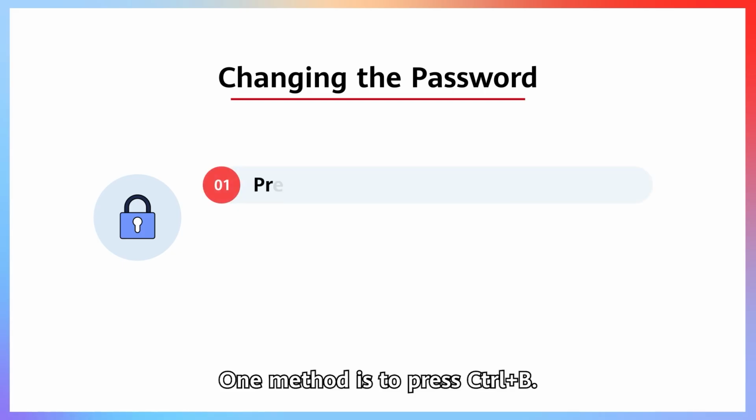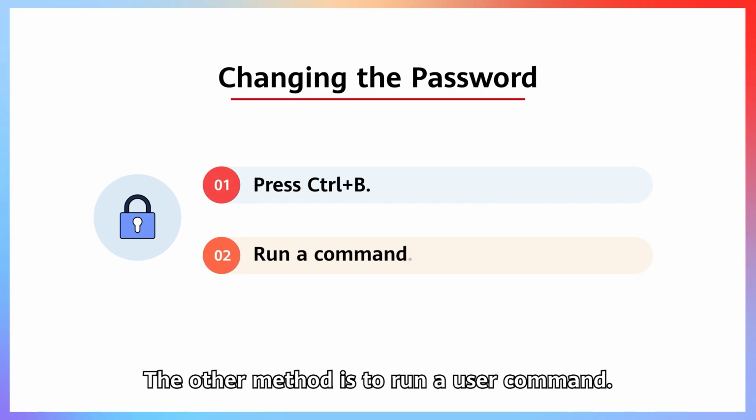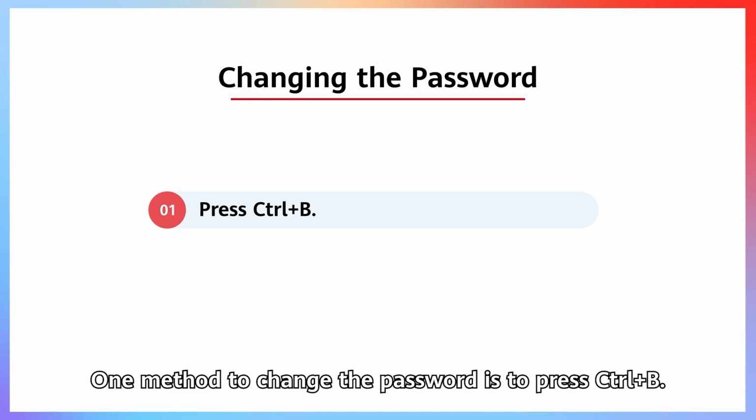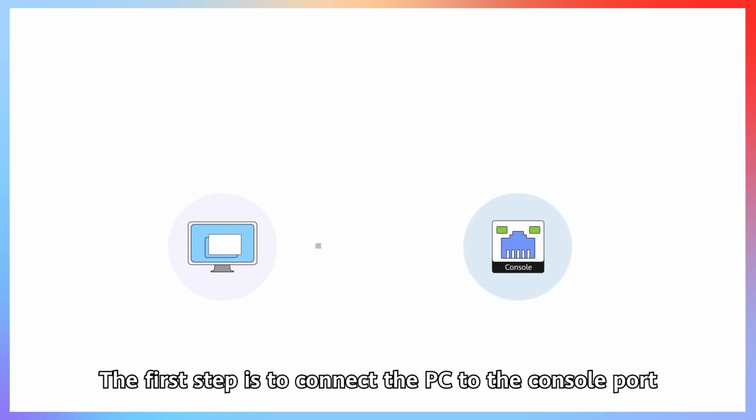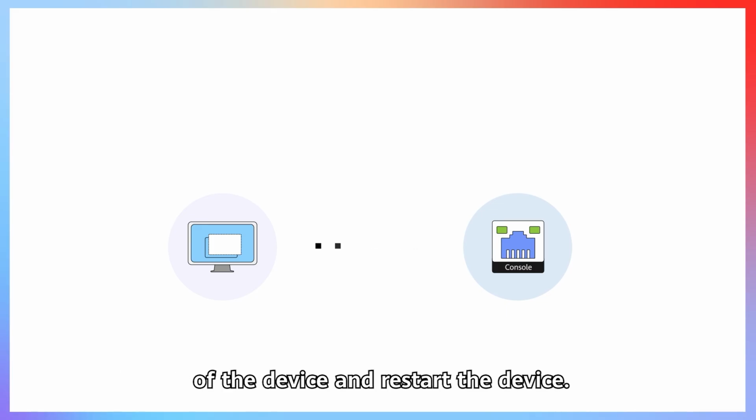One method is to press Ctrl and B. The other method is to run a user command. Next, let's take a look at the two methods. One method to change the password is to press Ctrl and B. The first step is to connect the PC to the console port of the device and restart the device.